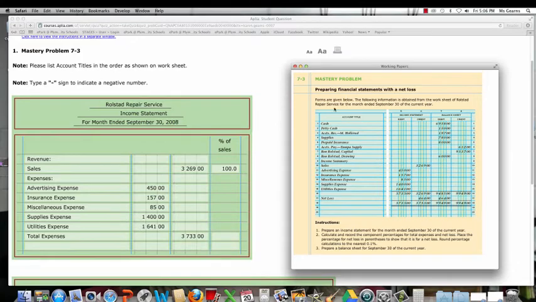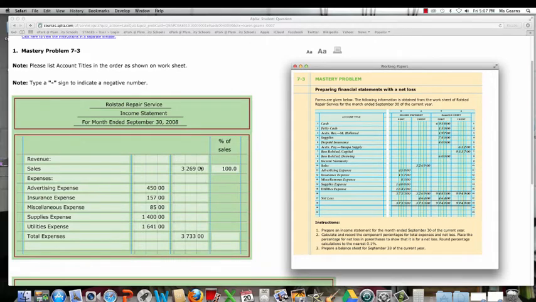In 3-7 Mastery problem, I prepare my income statement just as I did in previous problems. Title information at the top, I have my title revenue and then sales and the amount from my sales account on the worksheet. I have my expense title, my expense accounts listed, and their amounts from my worksheet. And then I total my expenses here.